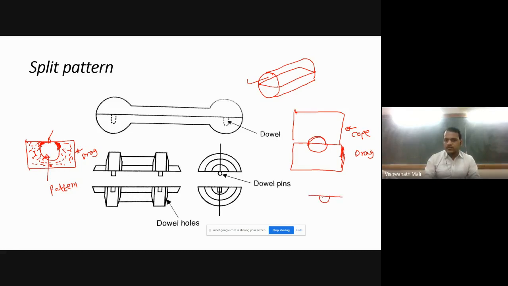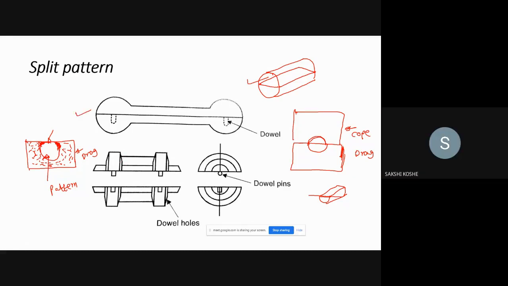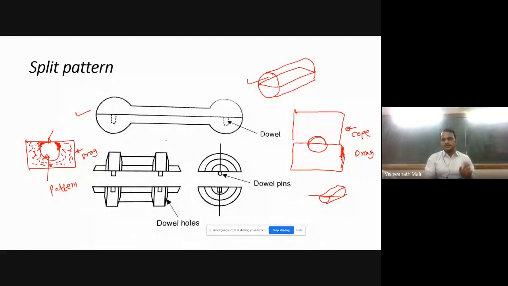So this half part you can easily remove from the drag as well as the cope. So we understood where we use this split pattern, when there is a cylindrical shape. Now you can see the example. Yes. Sir, please can you re-explain why we can't remove that cylindrical pattern from the single pattern? Yes.